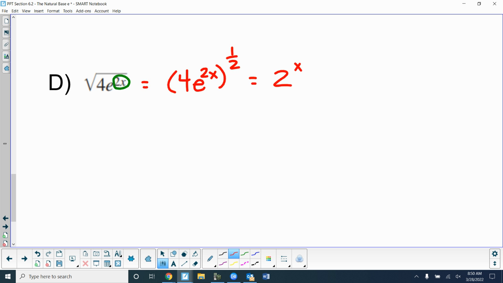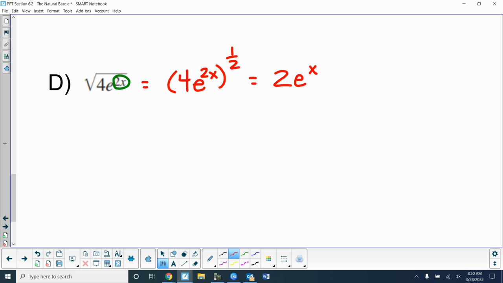So if that x wasn't there, the square root of 4 is 2. The square root of e squared is what? Oh, what did I forget? I forgot the e. My bad. I'll just see if you guys were paying attention, right? Sorry about that. All right, so if that x wasn't there, it would just be 2e, right?